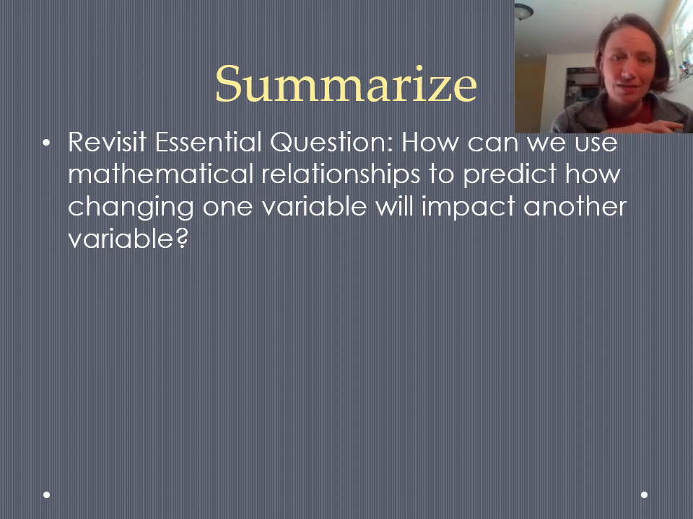All right, that's the end of this slideshow. Please do take a few minutes to revisit the essential question, which is, how can we use mathematical relationships to predict how changing one variable will impact another variable? As I said, this is one of the most critical ideas of the entire year, and I would really encourage you to make use of that Cornell note style and put a summary in your own words, and then maybe even come up with some examples of linear and inverse relationships in your life and experience that you can think of.